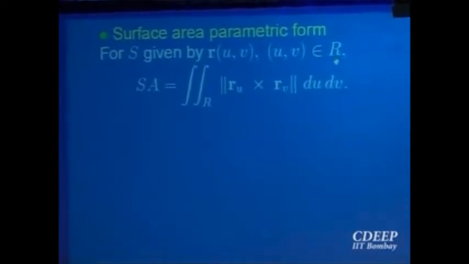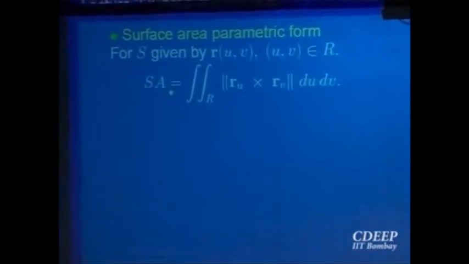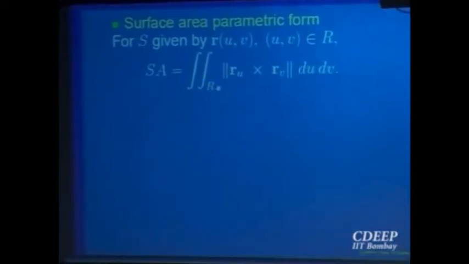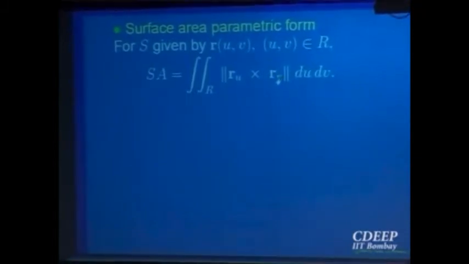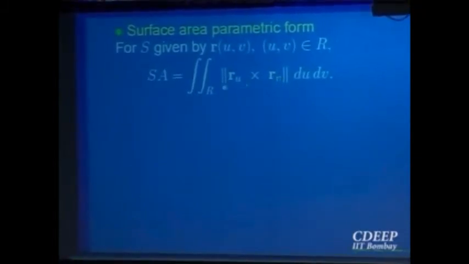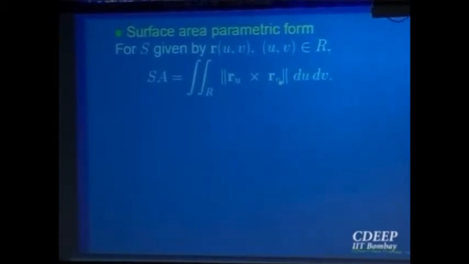In the uv plane, the surface area is given by the double integral over R of the norm of r_u cross r_v. So what is r_u cross r_v? That is the normal vector to the surface at the point. So it is the magnitude of the normal vector, r_u cross r_v, norm du dv. So this was the surface area when a parameterization is given.